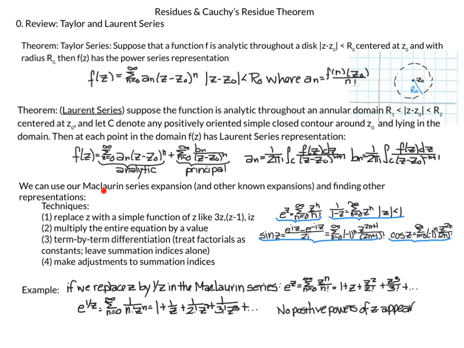And I should go back and say, for other examples, some of the other steps or techniques you might do with these 4 formulas are, in addition to replacing z with a simple function of z, like 3z or z minus 1 or i times z, we might multiply the entire equation by a value, we might do term-by-term differentiation, or we might make adjustments to summation indices.